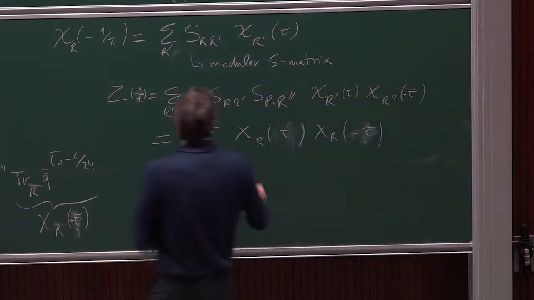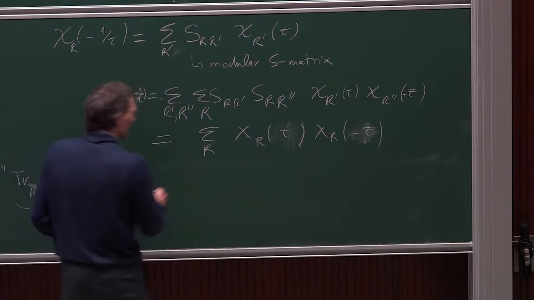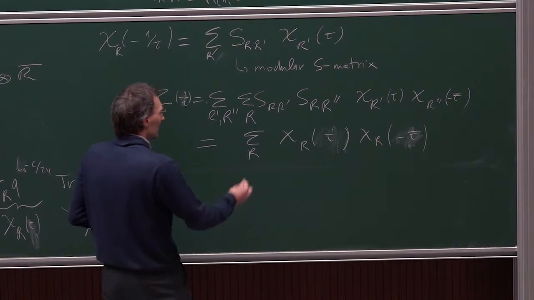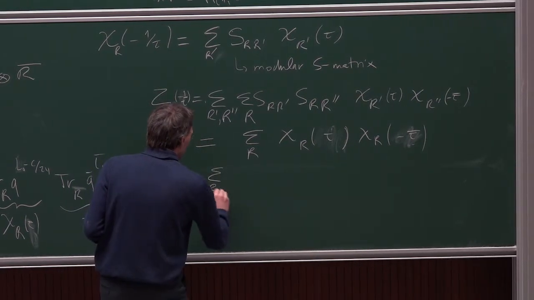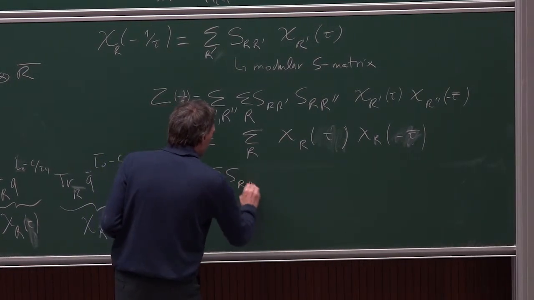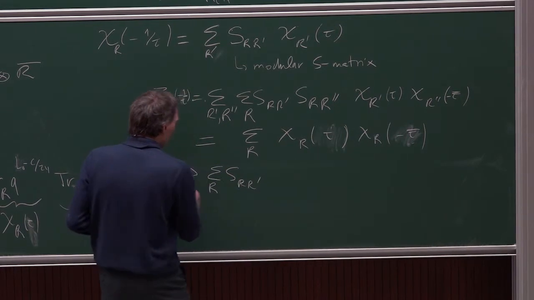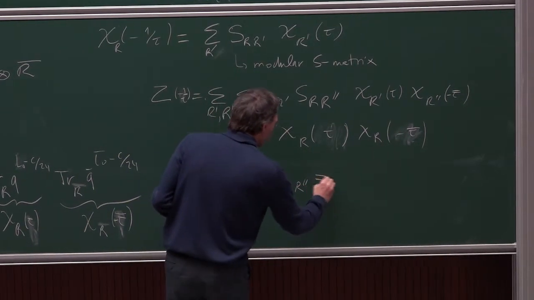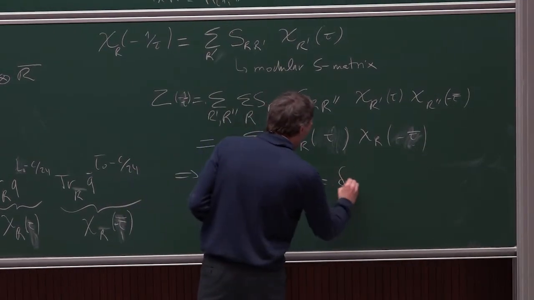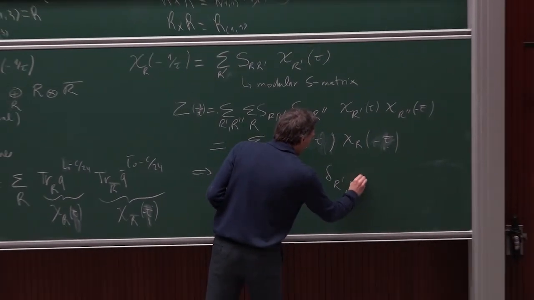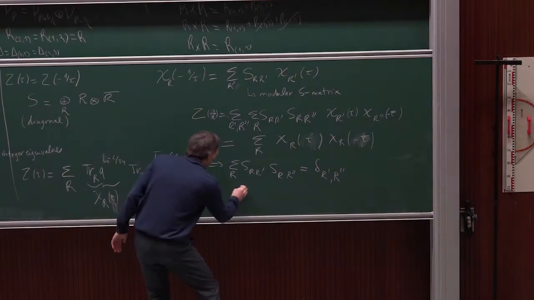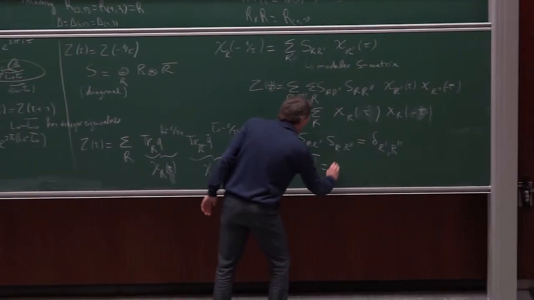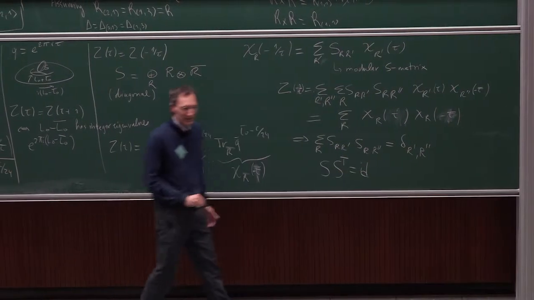So the outcome is that for them to match, assuming the characters are independent, which they are, we need the sum over R of S R R prime, S R R second, should be delta R prime R second. In other words, the S matrix times the transpose matrix should be the identity matrix.